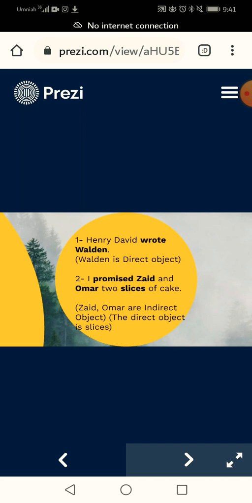The second one, I promised Zaid and Umar two slices of cake. Now here, promised is an action verb, and Zaid and Umar are indirect objects. Both of them are a compound indirect object. And they come between the action verb promised and the direct object, which is slices in this case. So Zaid and Umar are a compound indirect object.